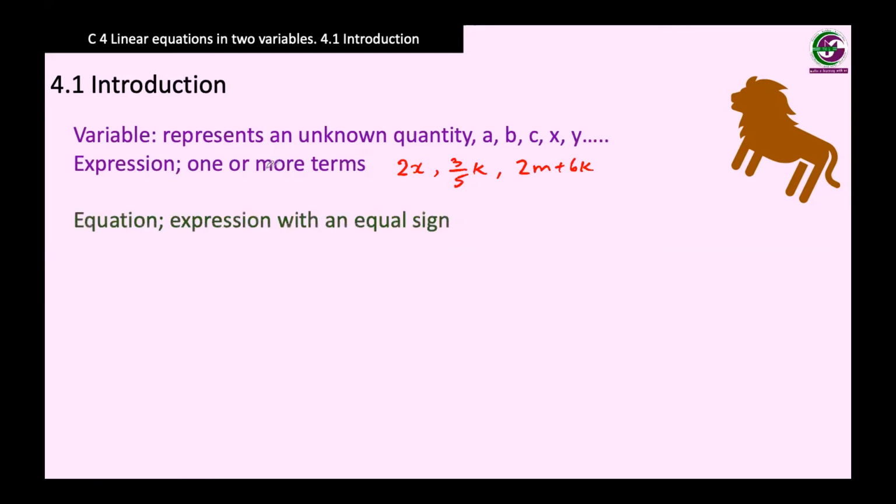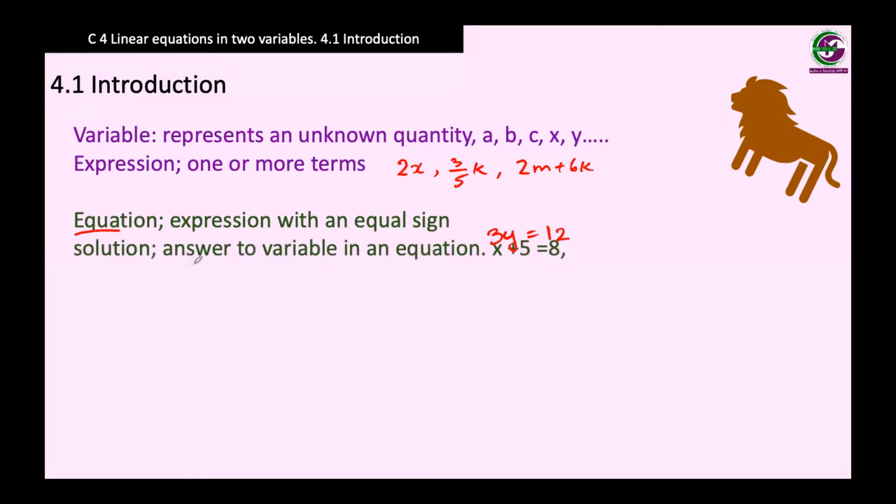Let's see the next word, equation. From the word itself, equation means you will have an equal sign. So we can say an expression equal to another expression. For example, 3y is equal to 12. This is an equation because you have an equal sign. You have an expression on the left side and another expression on the right side. So this is called an equation.